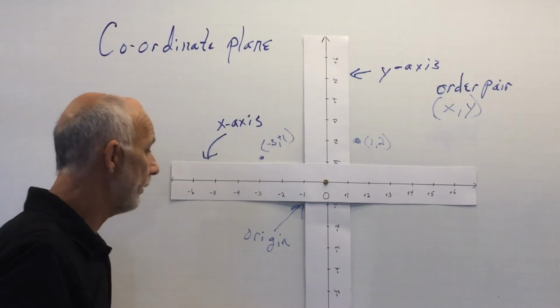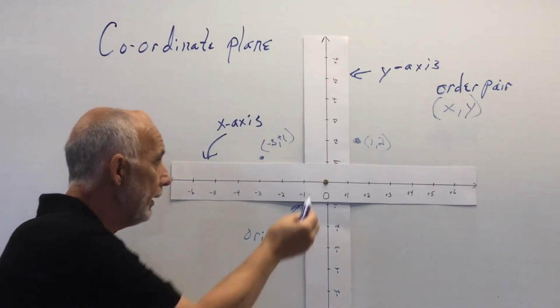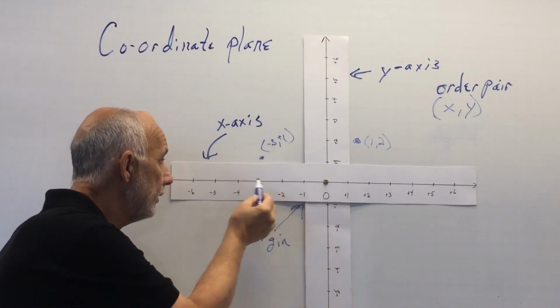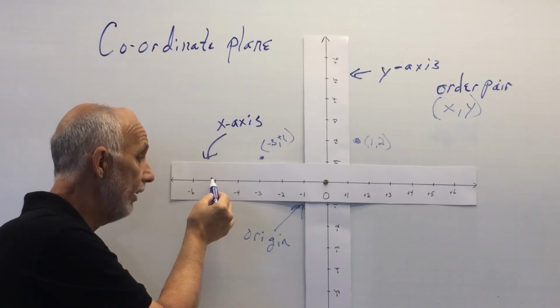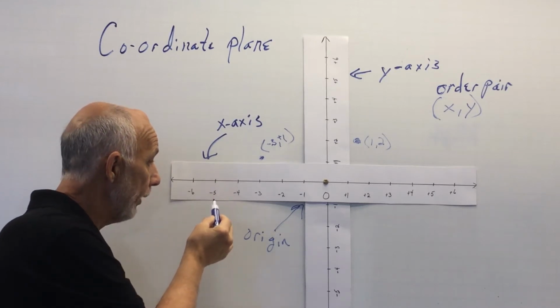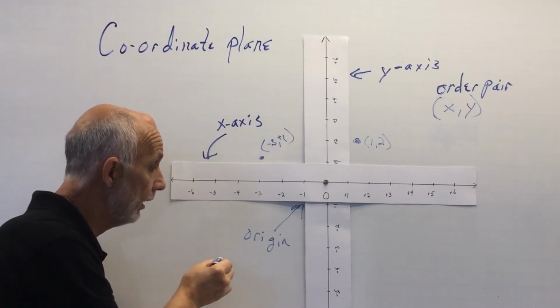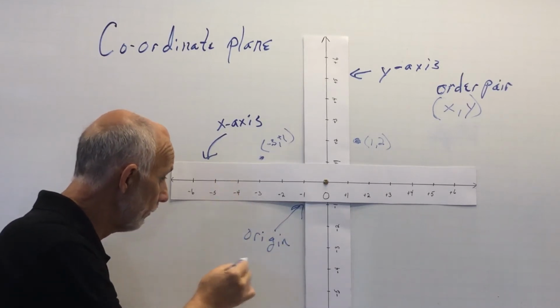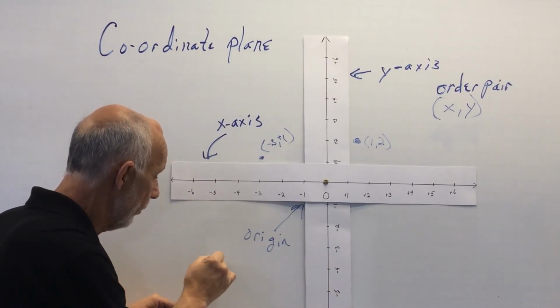And then you could have something like (-5, -4), and that would be 5 places to the left on the x-axis, because you're to the left of 0 at -5, and then 4 places down because you're at -4 on the y-axis, 4 places down. So -5 and -4 meet right about right there.